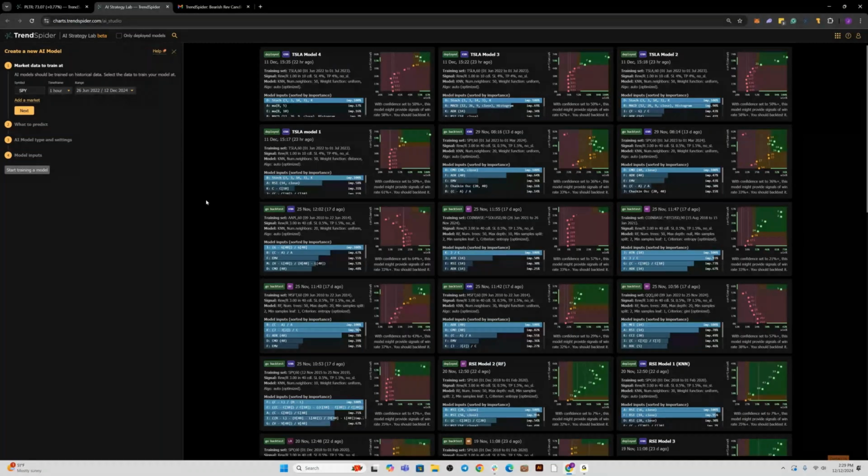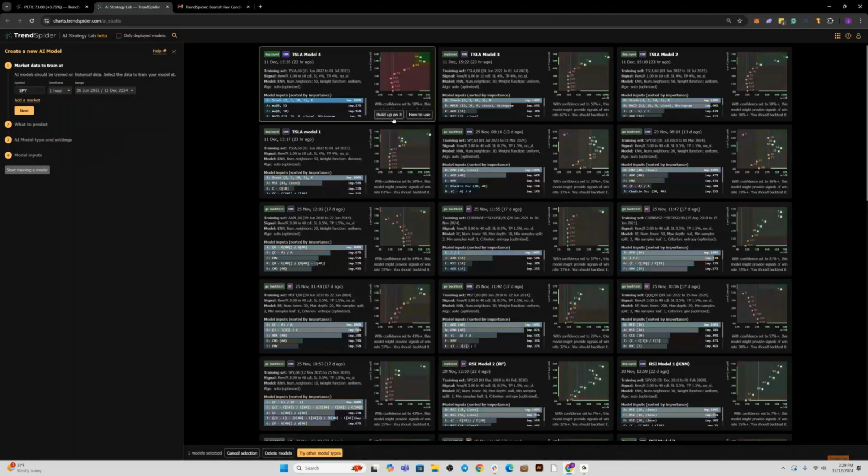So the AI Strategy Lab is really built to address a big portion of that lift, which is essentially coming up with the rules for getting into a trade. That's the hardest part. So in the lab, instead of coming up with the rules for the trade, you come up with the goal of the trade, the asset that you want to trade on, and the general thing that you might be looking for.